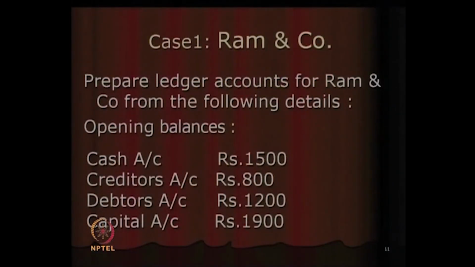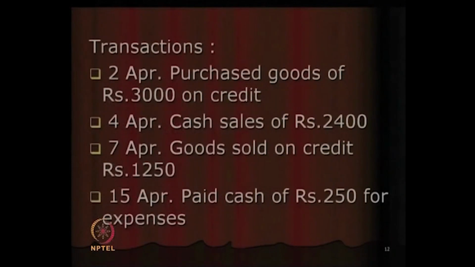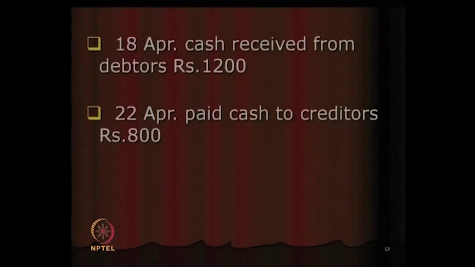You have cash, creditors, debtors and capital. Then take a look at transaction on 2nd April, purchase of goods of rupees 3000 on credit. 4th April, cash sales of 2400. 7th April, goods sold on credit 1250. 15th April, cash paid 250 for expenses. 2 more transactions. 18th April, cash received from debtors 1200, and 22nd April, paid cash to creditors rupees 800.